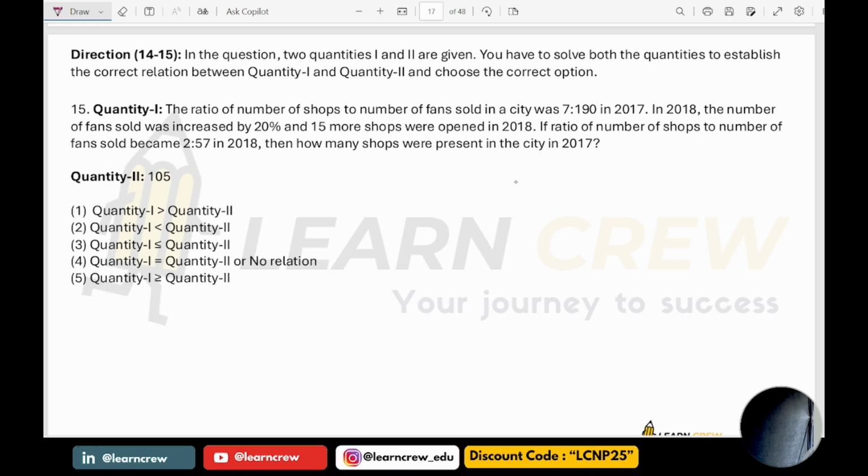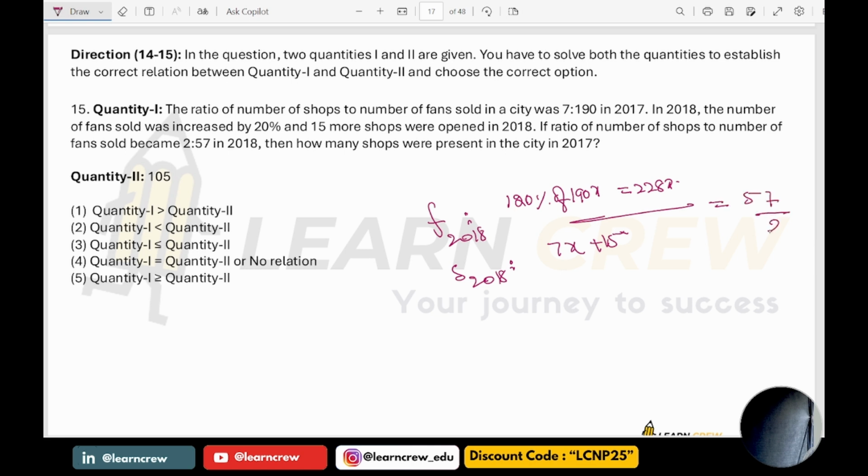The number of fans sold in 2018 is increased by 20%. So it is 120% of 190x, which is how much? 228x. This is fans in 2018. Similarly, shops in 2018 is 15 more, 7x plus 15. And this ratio is given as 57 by 2. Shops to fans is 2 is to 57. First I have taken fans, that's why I have taken 57 is to 2. If you simplify this, how much do you get?